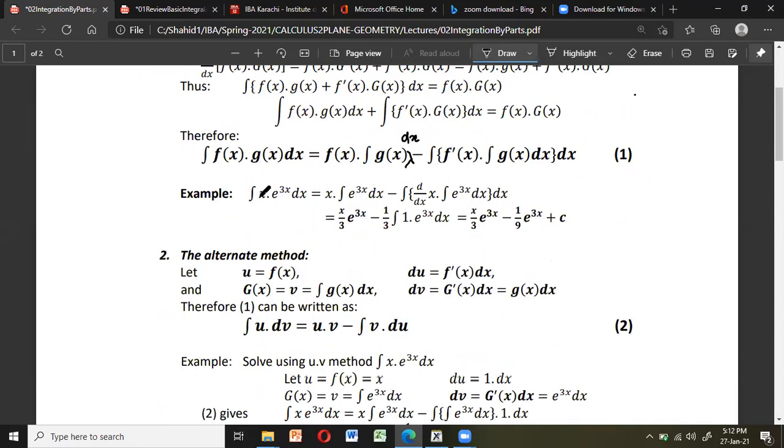As an example, I've considered a very simple problem, x into e power 3x. So the first function is x, and the second function is e power 3x. No complication in this problem. First function as it is, integral of the second function, which is e power 3x. Then the integral of the product of two things: the derivative of the first function, which is x, and the integral of the second function, which is e power 3x. We take the derivative, we take the antiderivative. The derivative of x is 1, and the integral of e power 3x is e power 3x upon 3.